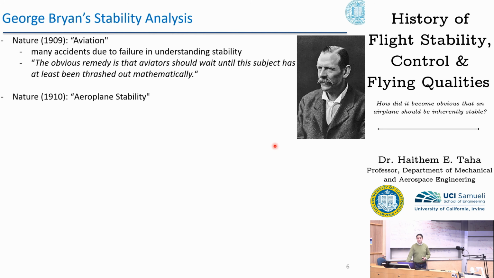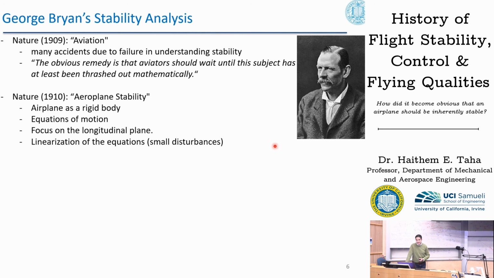Most of the work was developed in a Nature paper in 1910 under the title Aeroplane Stability. He considered the plane as a rigid body, wrote down the equations of motion, focused on the longitudinal plane, and linearized the equations of motion about a reference point like cruise to study the dynamics of small disturbances from the reference point. And he asked the ubiquitous question: given a small external disturbance, will the airplane come back to its equilibrium, so the disturbance will die out eventually, or will it diverge?